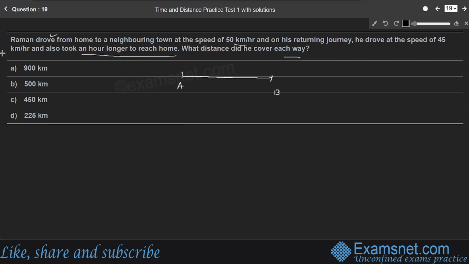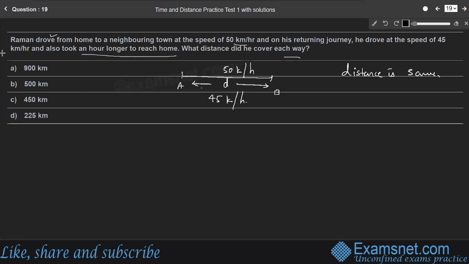Raman drove from home to the neighboring town, right? From A to B at a speed of 50 km per hour. Right? While coming back, he drove at a speed of 45 km per hour. Here, what distance did he cover each way? Since the distance from A to B, from home to the neighboring town, is the same, right? So the distance is the same. So what distance did he cover each way? We need to find that, right?